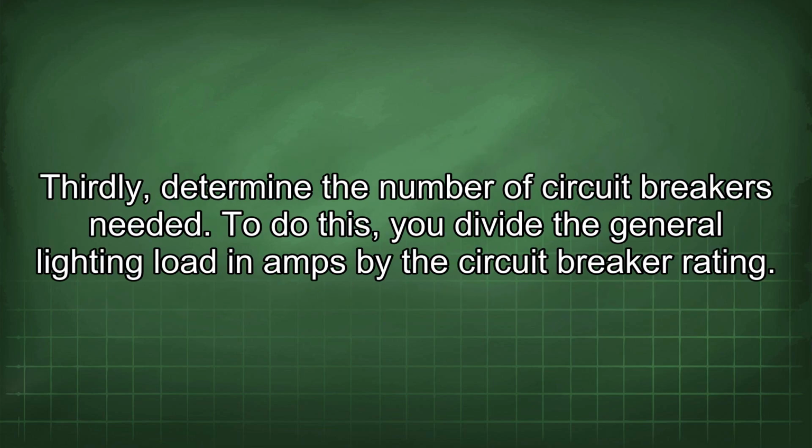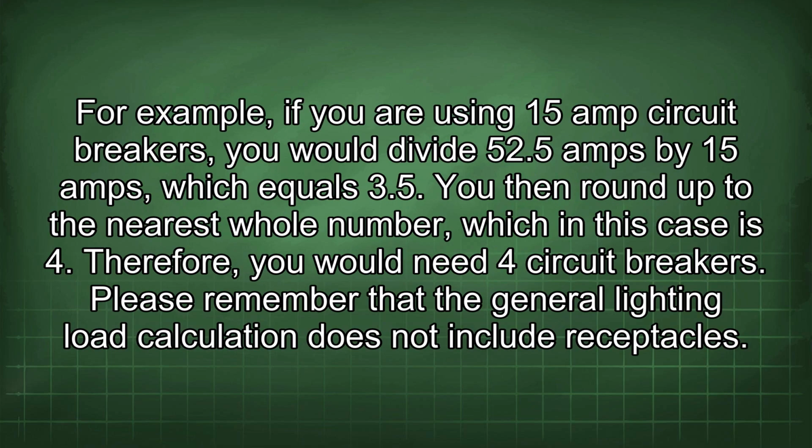Thirdly, determine the number of circuit breakers needed. To do this, you divide the general lighting load in amps by the circuit breaker rating. For example, if you are using 15 amp circuit breakers, you would divide 52.5 amps by 15 amps, which equals 3.5. You then round up to the nearest whole number, which in this case is 4. Therefore, you would need 4 circuit breakers.